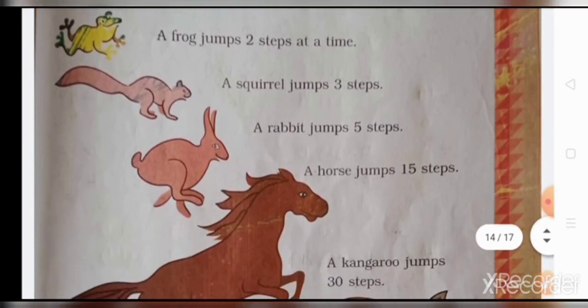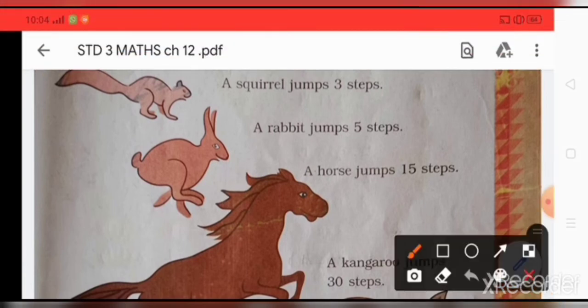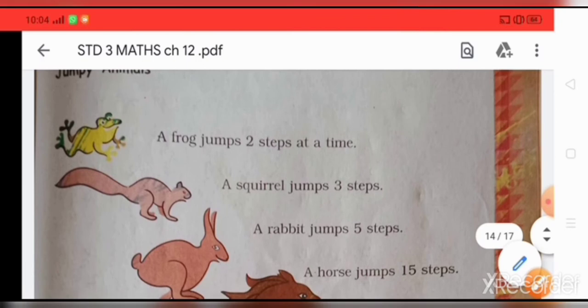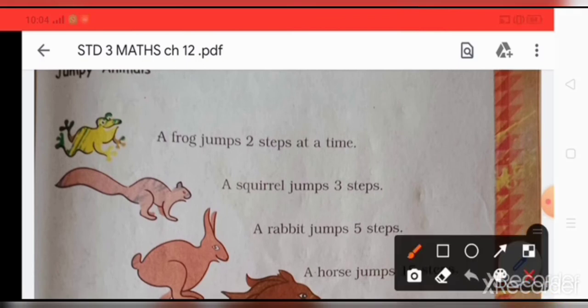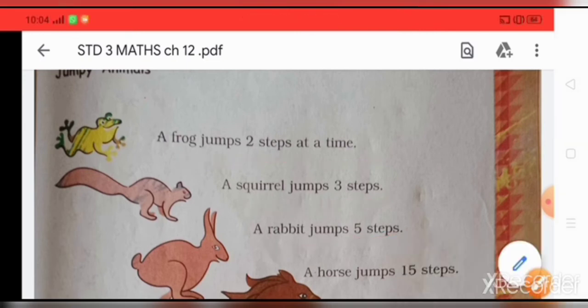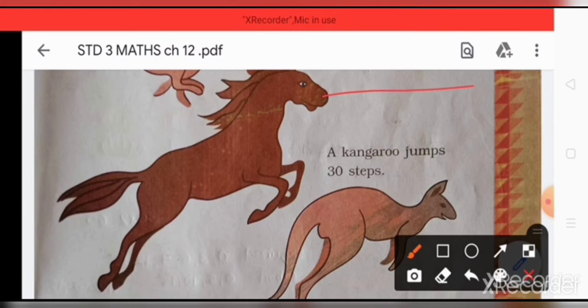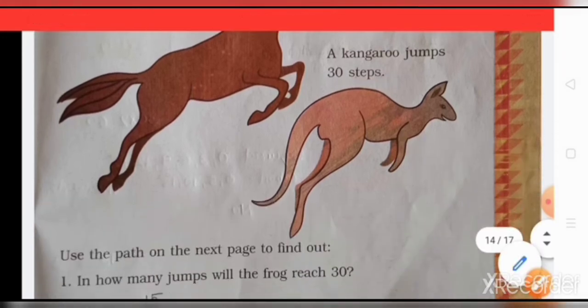Jumpy animals. A frog jumps 2 steps at a time. How many steps does a frog jump? 2 steps. A squirrel jumps 3 steps. And a rabbit jumps 5 steps. A horse jumps 10 steps. A kangaroo jumps 30 steps.